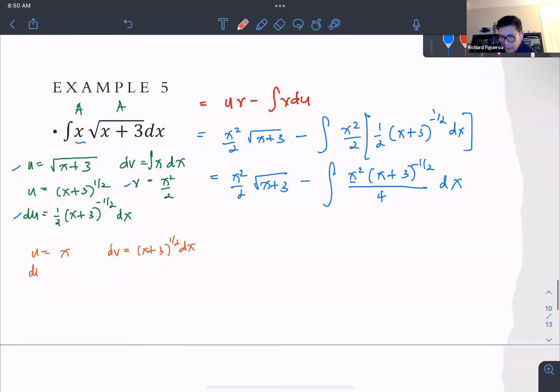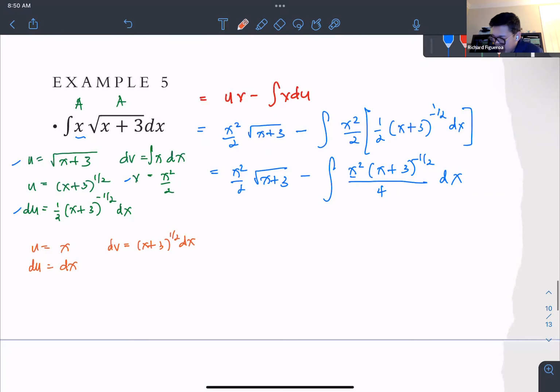So pag dinerive ko to, it will just be dx. Tapos pag in-integrate ko naman to, this one is just a power formula. Diba? Kasi derivative ng x plus 3, it's dx. So therefore, that would just be x plus 3 raised to 1/2 plus 1, that is 3 all over 2, all over 3 all over 2. For v, then it's 2/3 x plus 3 raised to 3 all over 2.